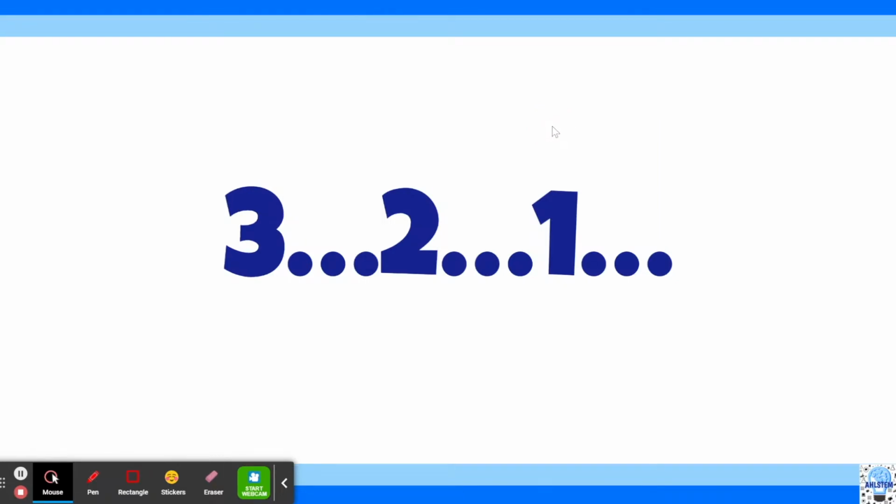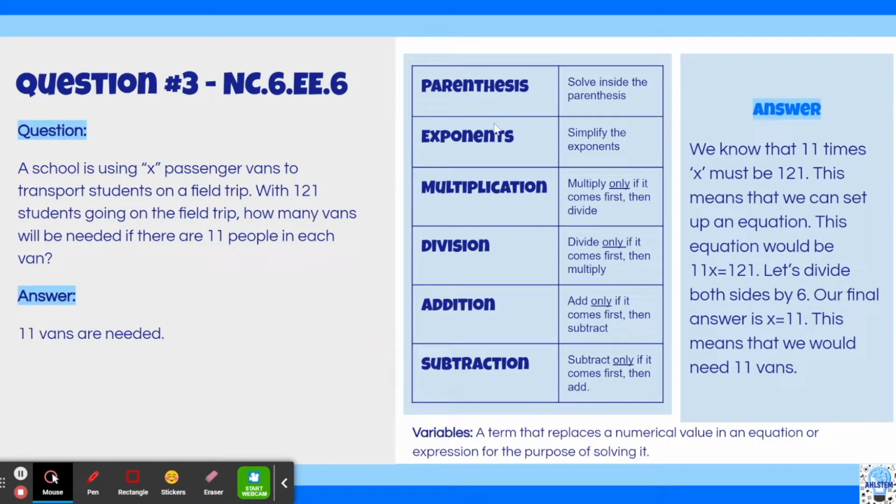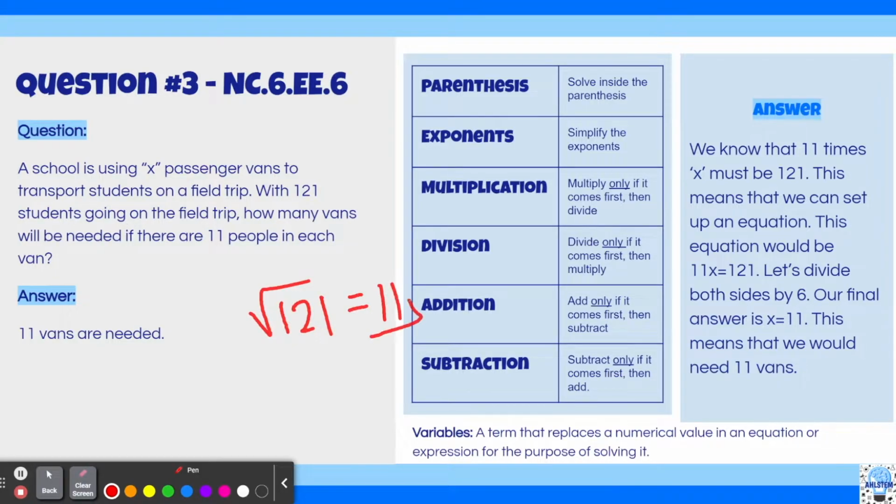3, 2, 1. 11 vans are needed. If you were paying attention to the first problem, do you remember that 121? The square root of 121 equals 11. That means 11 times 11 equals 121. Anyways, let me go back to the real problem. 121 students are going on the field trip, and there are 11 people in each van.